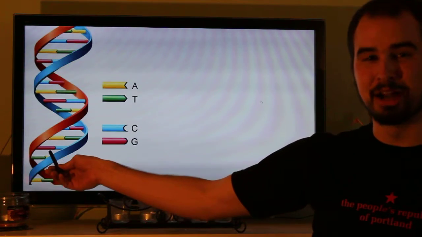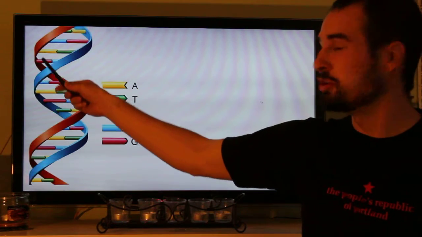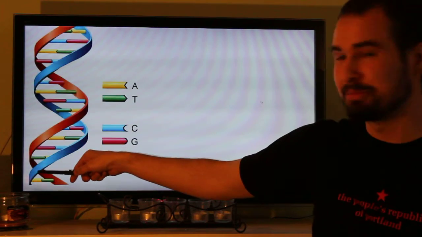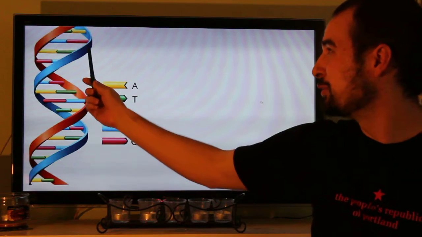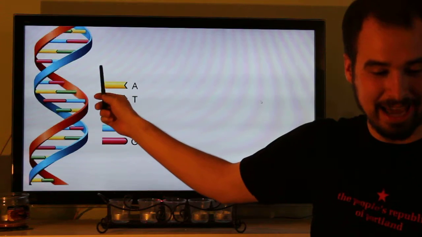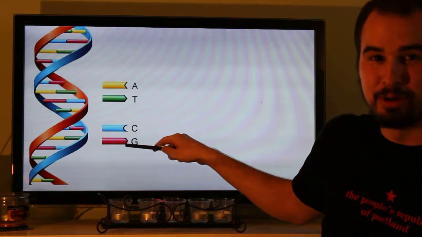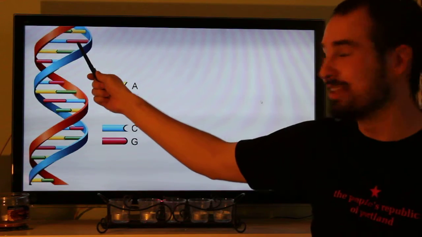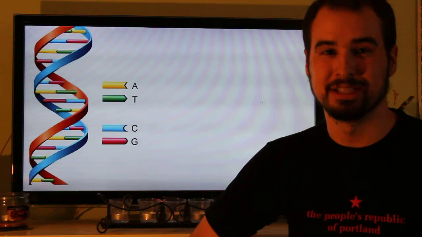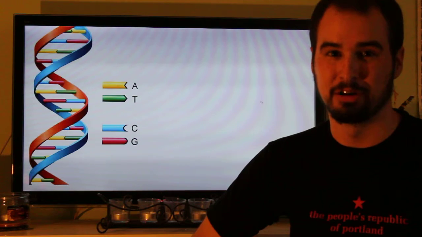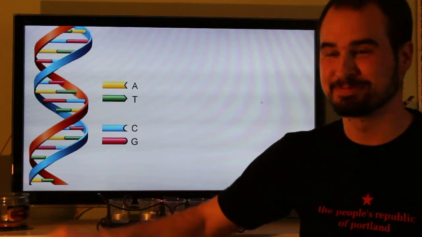This is a model of DNA. DNA is made up of two sugar phosphate backbones, the sugar being deoxyribose, and in between are nucleotides: adenine, thymine, cytosine, and guanine. The sequence of these nucleotides in between the structures is what determines your genetic code and how you will look and do pretty much everything.